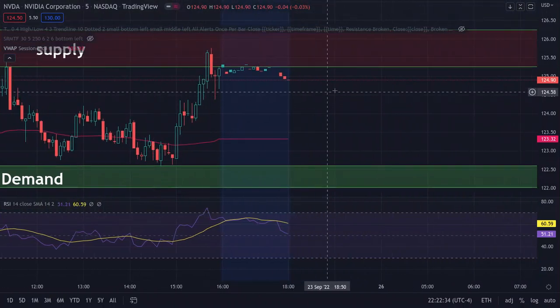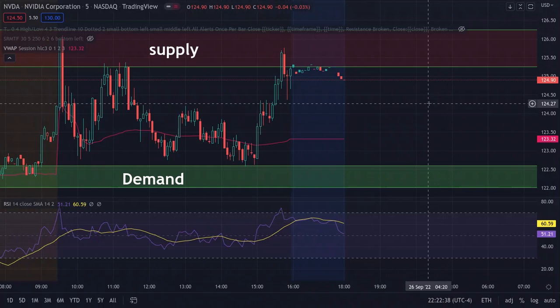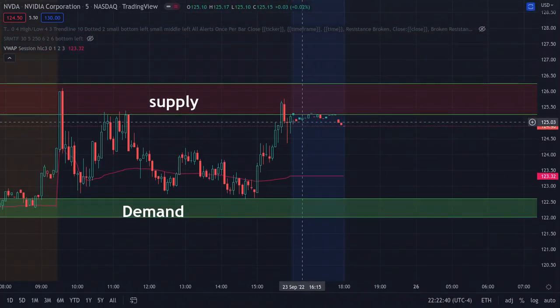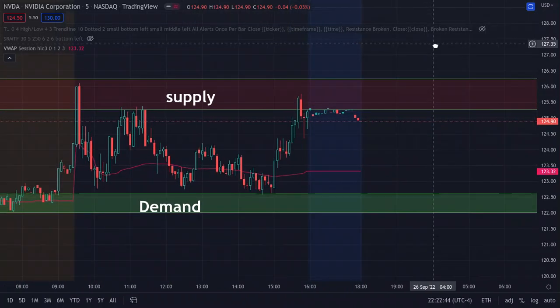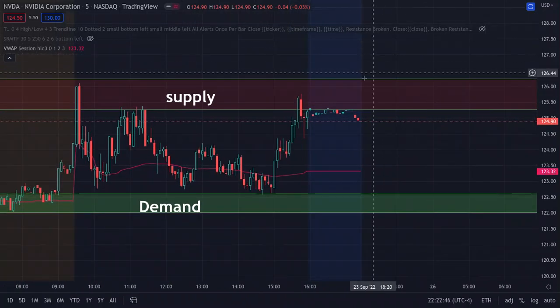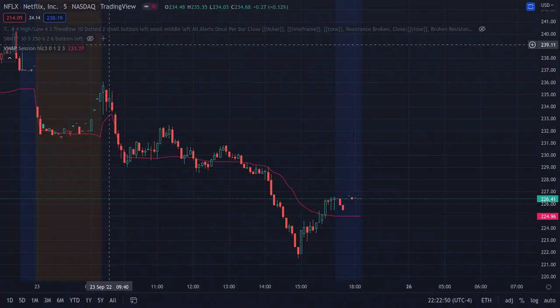So I would do the same thing. Our stop losses would be if it breaks these levels and it's looking for a new high, then we take a stop loss. So we can move on. I'll just do a couple more.